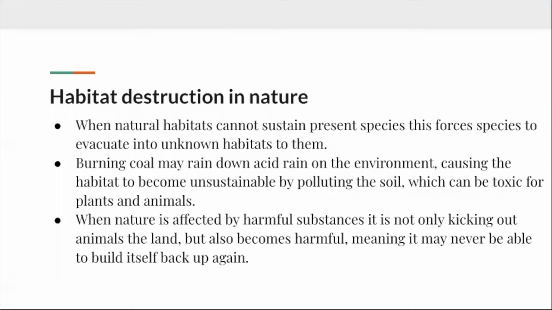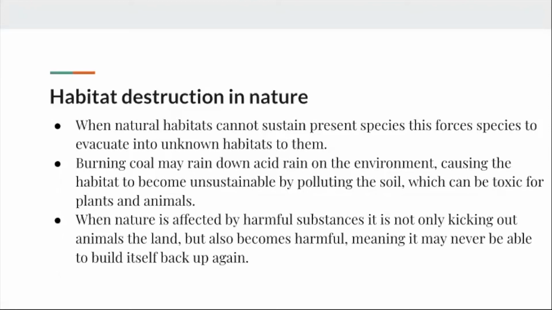Habitat destruction in nature. When natural habitats cannot sustain present species, this forces species to evacuate into unknown habitats and possibly extinction. Burning coal may rain down acid rain on the environment, causing the habitat to become unsustainable by polluting the soil, which can be toxic for plants and animals.